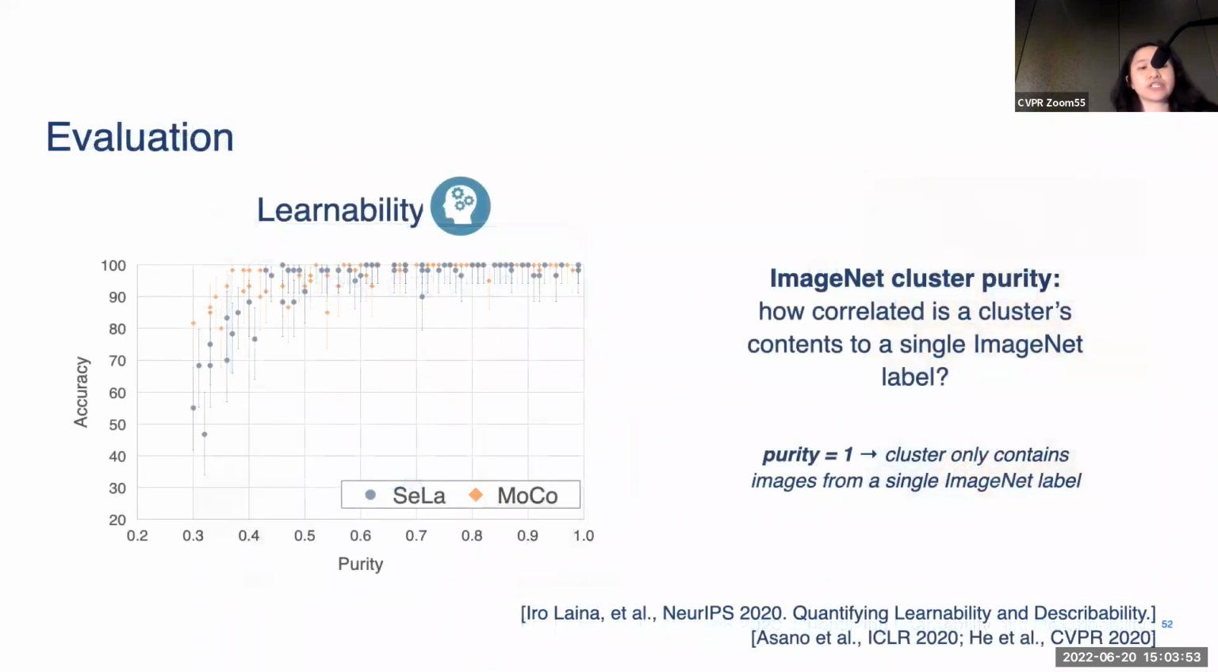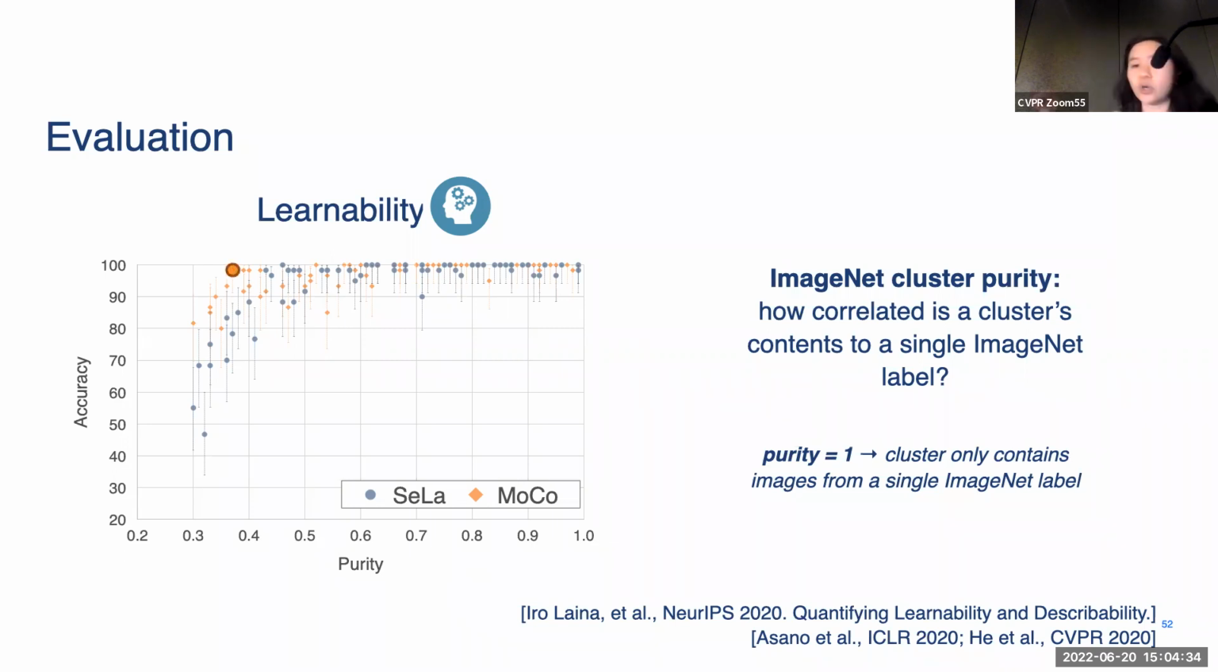So we conduct our evaluation and our studies on Amazon Mechanical Turk using clusters from two recent methods, SeLa and MoCo, and here we're measuring the human accuracy on the two tasks. So in this graph, each point represents a different cluster, where the orange points represent MoCo clusters and the blue points represent SeLa clusters. On the x-axis, we plot the ImageNet cluster purity for a cluster, and this metric roughly measures how correlated a cluster's content is to a single ImageNet label. For instance, a cluster with a purity of 1 exclusively contains images from a single ImageNet class. On the y-axis, we plot the mean participant accuracy on our learnability task.